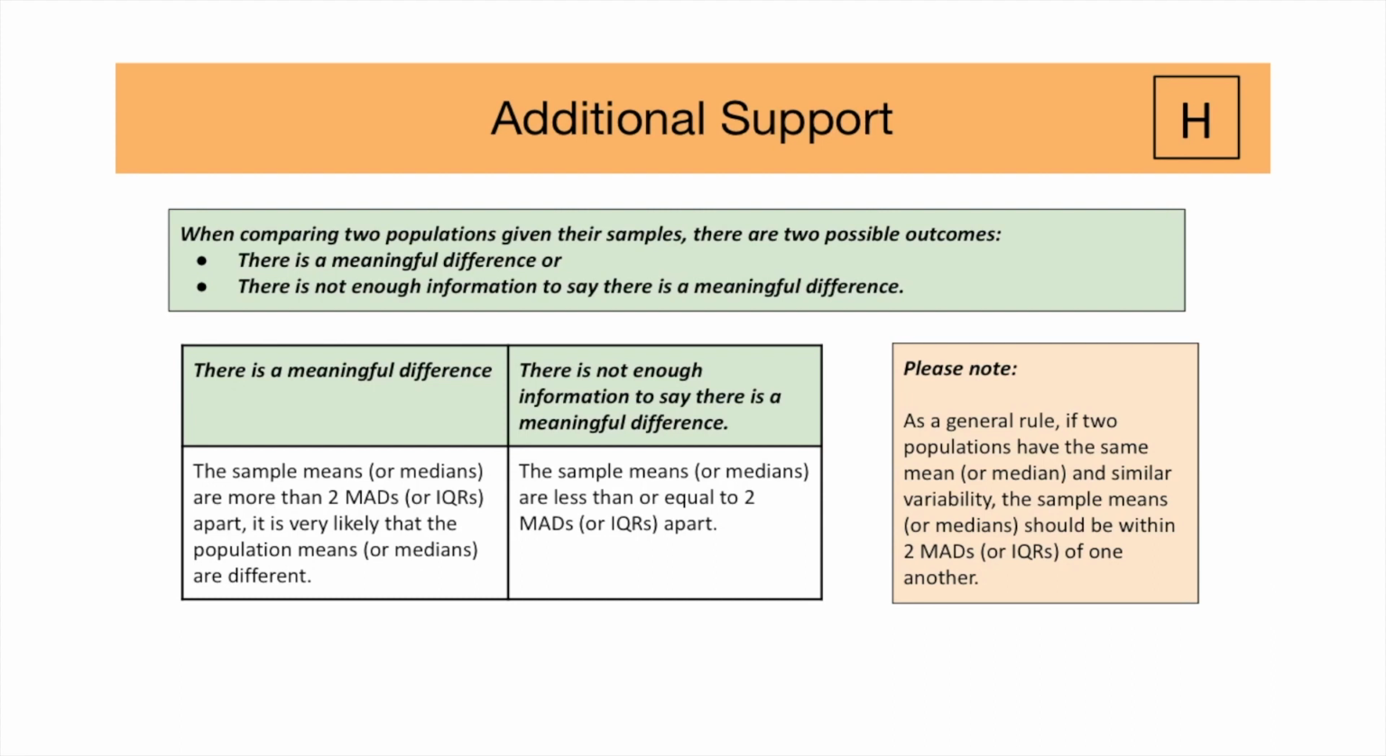There is additional support for students who are struggling. Remind them that when comparing two populations given their samples, there are two possible outcomes. There is a meaningful difference, or there is not enough information to say there is a meaningful difference. There is a meaningful difference when the sample means or medians are 2 MADs or IQRs apart. There is not enough information to say that there is a meaningful difference when they are less than or equal to 2 MADs or IQRs apart. And remind students that, as a general rule, if two populations have the same mean or median and similar variability, the sample means or medians should be within 2 MADs or IQRs of one another.